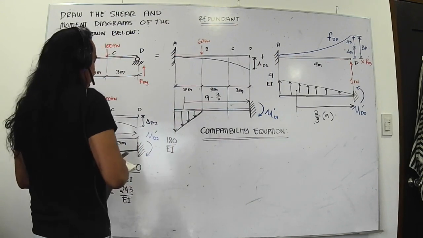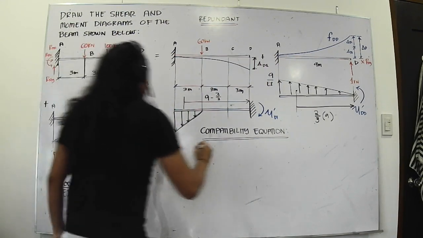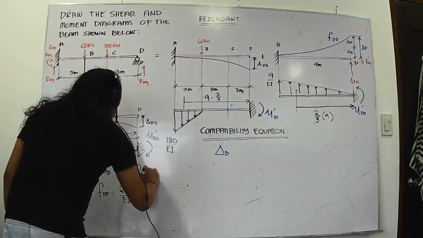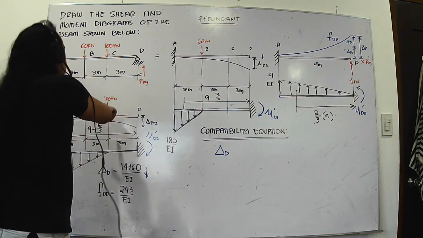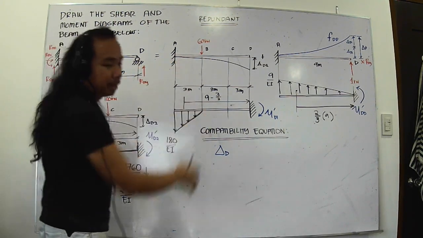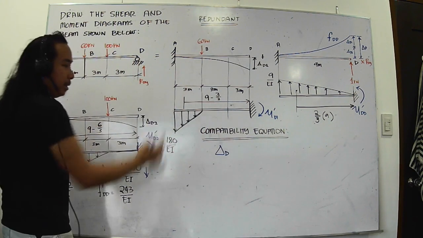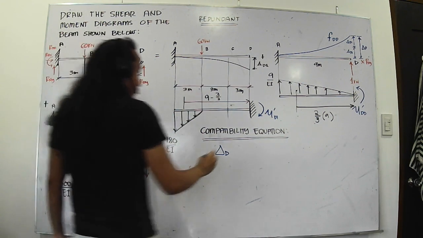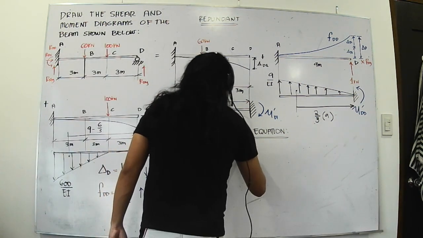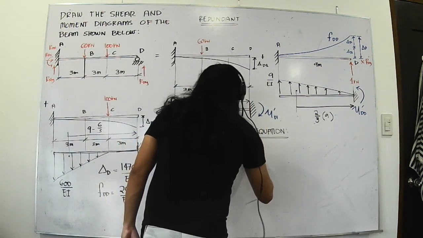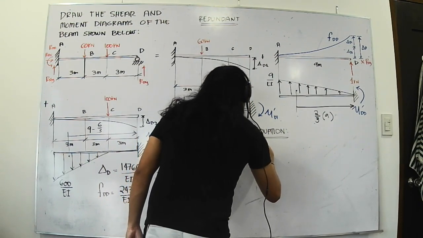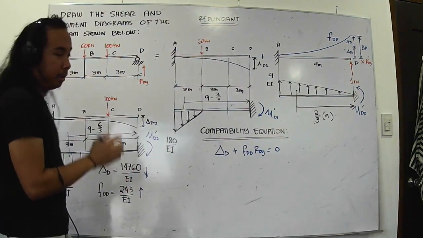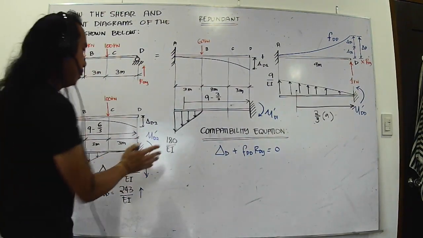Now, what do I mean by this? These are downward deflections, by the way. As you can see, the 100 is downward, the 60 is downward, but RDY is going up. Then plus FDD times RDY. That should be equal to 0. This is the compatibility equation that I want to explain.